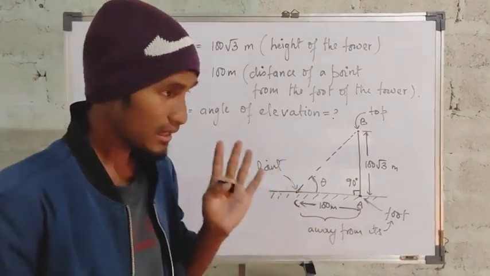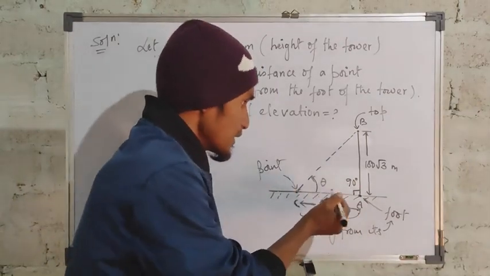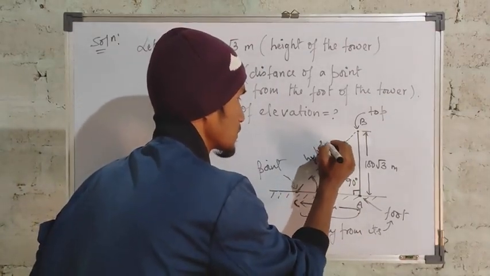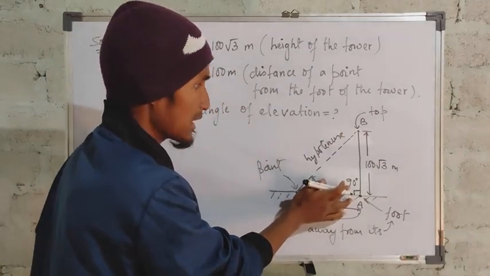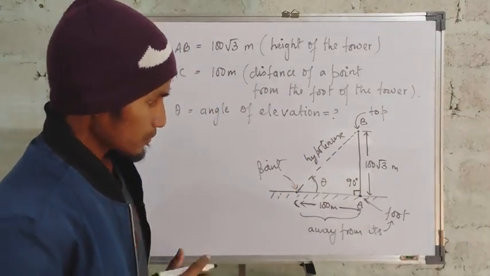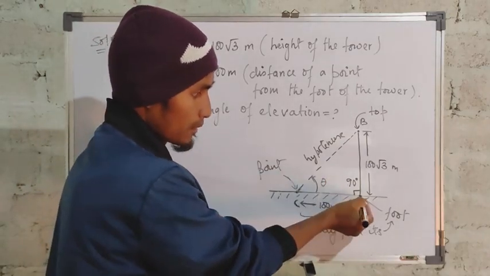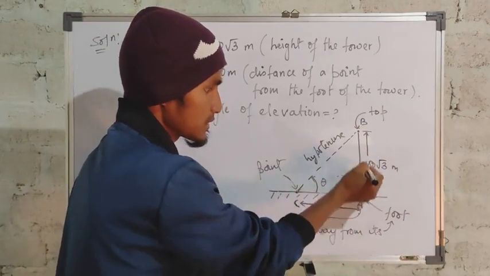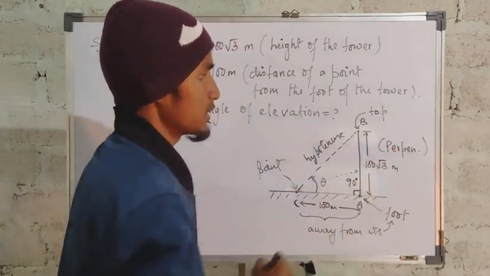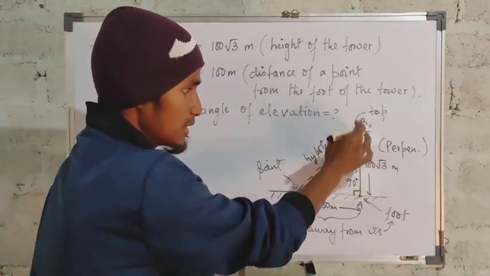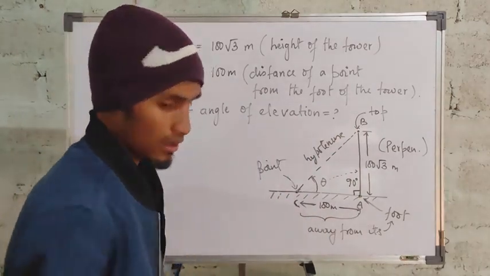Any side which is opposite to 90 degree will be called the hypotenuse. BC is the side which is opposite to 90 degree, so that will be called the hypotenuse. Now, which is the side opposite to theta? AB is the side opposite to theta, and this will be called the perpendicular. This side AB is called perpendicular, BC is called hypotenuse. Then what about AC? Obviously this will be called the base.